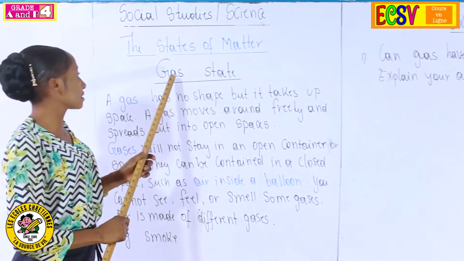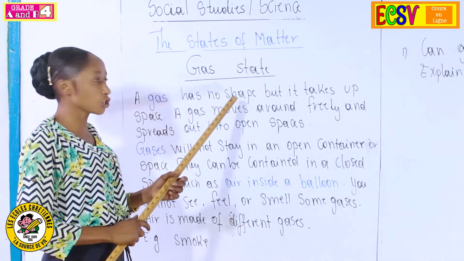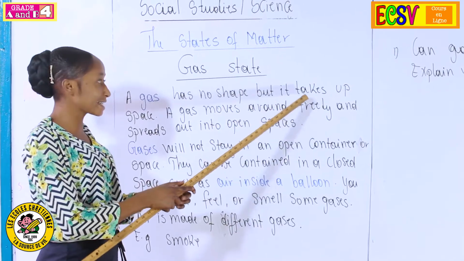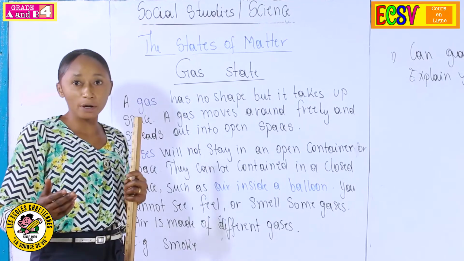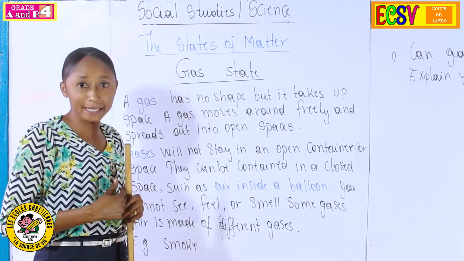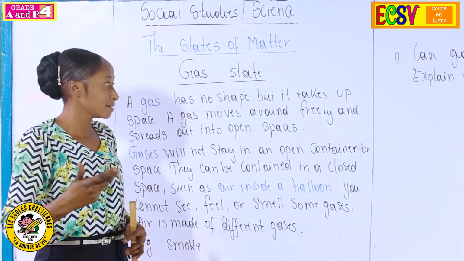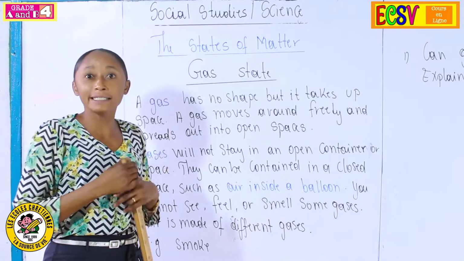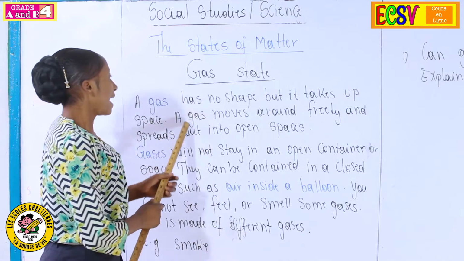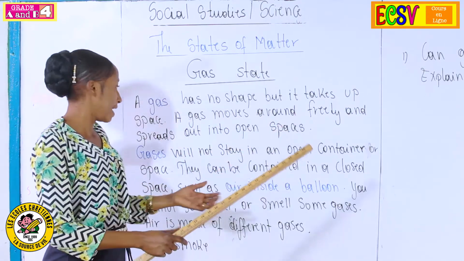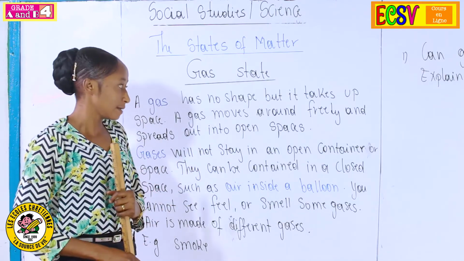We are talking about the gas state, as I told you. Gas has no shape, but it takes up space. For example, in the room where I am, in the classroom, and over there at home where you are, it is a space. And everywhere there is gas that you cannot see. A gas moves around freely and spreads out into open spaces.